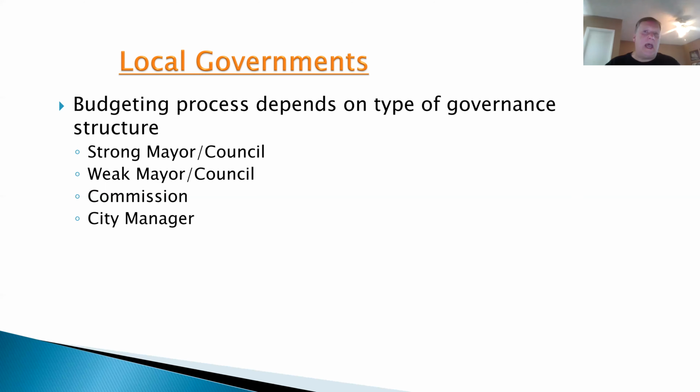When you look at a budget document in the local government, you oftentimes see the budget will come from the city manager's office. And so the city manager will have a letter of transmittal where they transmit that budget to the mayor and the city council. And a lot of it will start within the city manager's office. Sometimes it'll start with the treasurer, but oftentimes it's a city manager if it's a reform type of government.